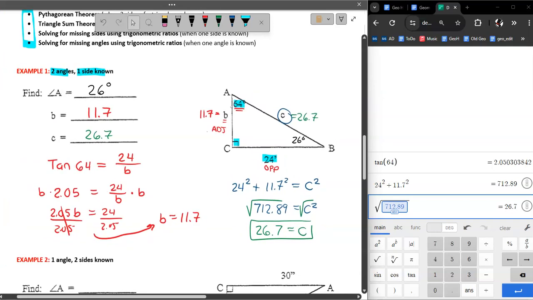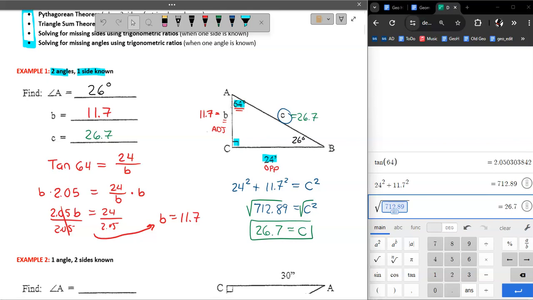In this first example, we used the triangle sum theorem to find angle A. We used a trig ratio to find my second side. In this case, it was side length B. And finally, we used the Pythagorean theorem to find our third length, side length C.